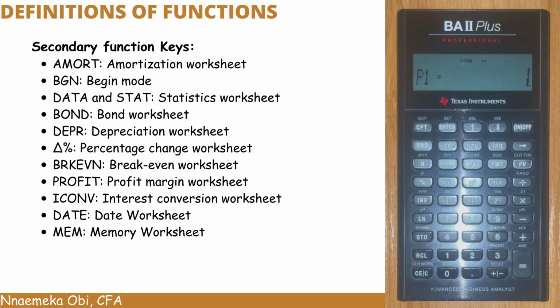We also have the begin mode. Okay, so if I press second function and press PMT, we'll notice that the calculator is in end mode. So we normally use the end mode for ordinary annuities, but if you have a question on annuity due, you have to put the calculator in begin mode.